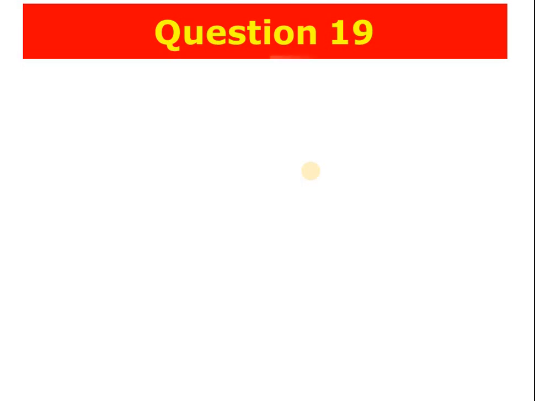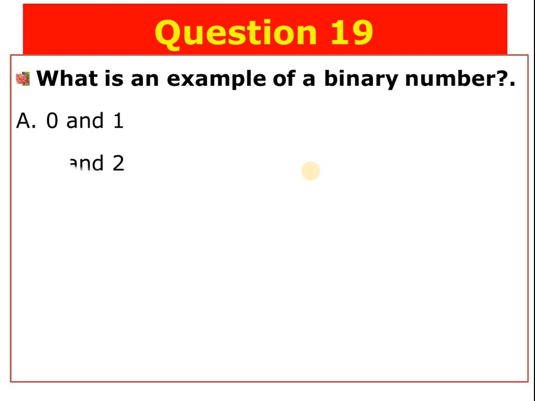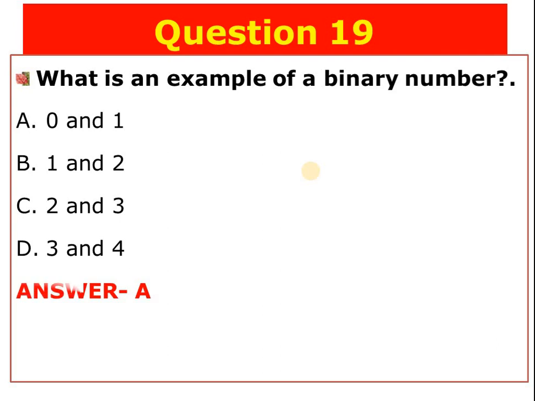Question number 19. It's about binary number. Which of the following is an example of a binary number? A. 0, 1, B. 1 and 2, C. 2 and 3, D. 3 and 4. The answer is A. 0 and 1 are binary numbers.